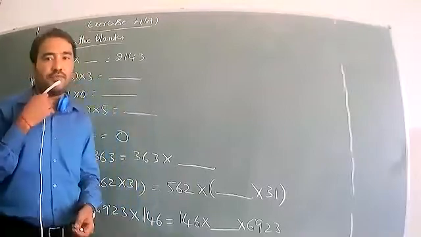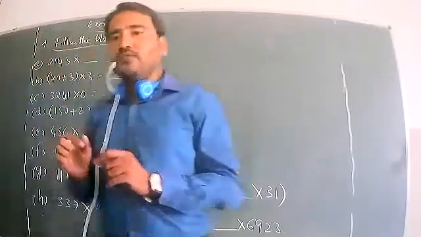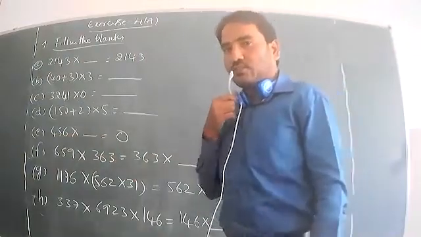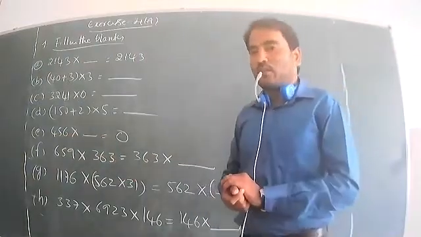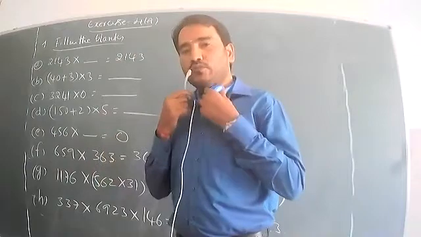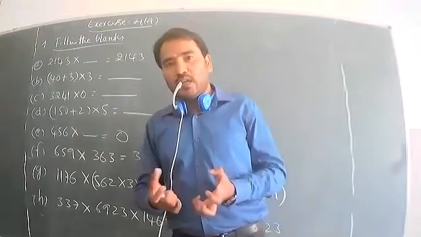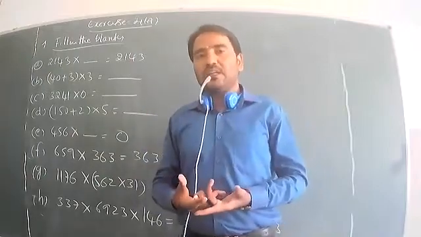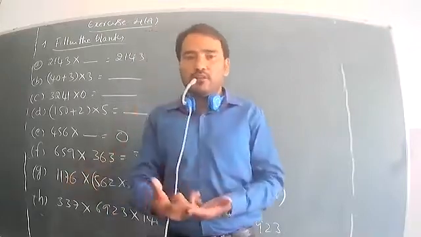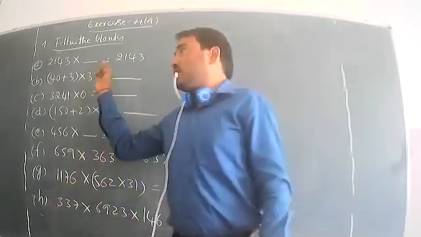Okay, children, exercise 4A. Using the properties, fill in the blanks. It is very easy, you can understand the questions and then fill in the answers. Understand the properties; read them one or two times and then find the answers easily. Here the distributive property is also used. Any number multiplied by 0 gives 0, and any number multiplied by 1 gives the number itself. Keep these properties in mind and then find the answers.